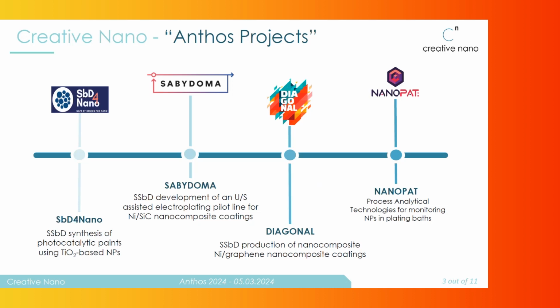Besides SbD for Nano, that's going to be the focal point of my talk today, we are also participating in Sabidoma and Diagonal. It was just mentioned, for the Sabidoma case, we are now developing metal-based nanocomposite coatings using silicon carbide nanoparticles as a means of reinforcement to potentially replace hard chrome. Similar approach, but instead using graphene, for Diagonal.